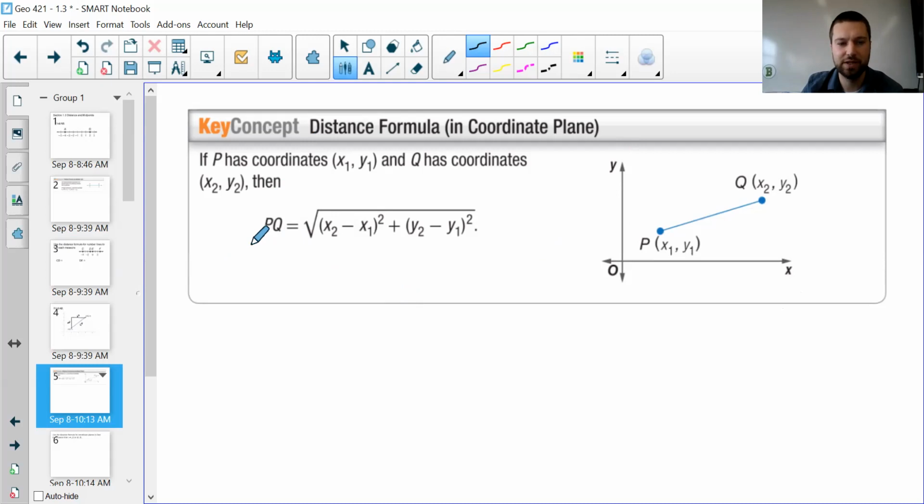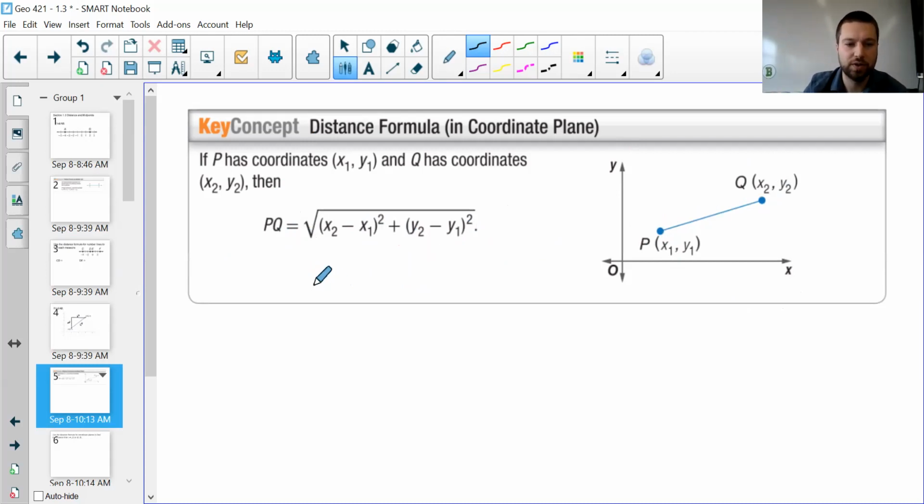Hopefully you got some of it in algebra. But let's say we have a point P, that's x1, y1, and we have another point Q. I'm sorry, the segment PQ, our first point is P, it's x1, y1, Q is x2, y2. This would be our distance formula. The square root of x2 minus x1 squared plus y2 minus y1 squared. Okay, both of those quantities squared, then added together, then square rooted.